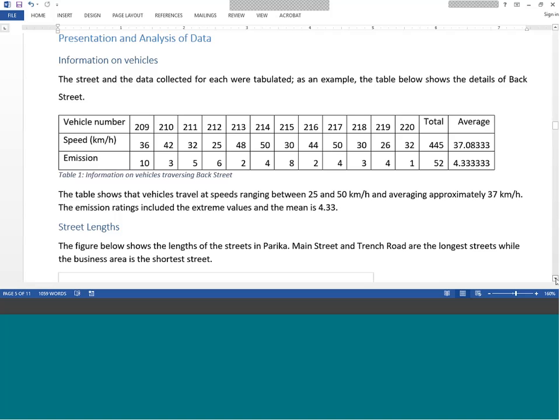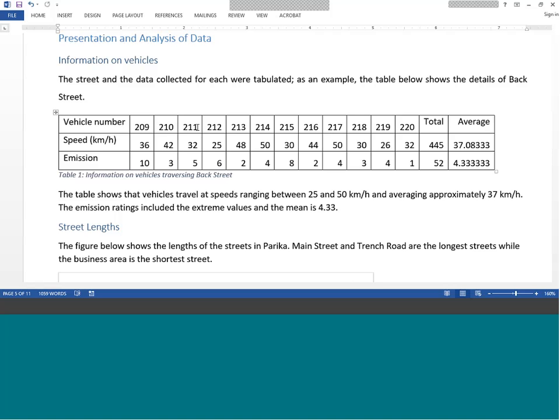So we see that the information on the vehicles and the street collected for each were tabulated. As an example, if the student may not want to put this information for each street right within the body of the SBA, they may reserve the rest of it for the appendix. If a table is provided here, then instead of putting the actual license plate number of the vehicle, the students can code it, so the students will know, and anybody reading the file afterwards may not cause any problems for the drivers of those vehicles.